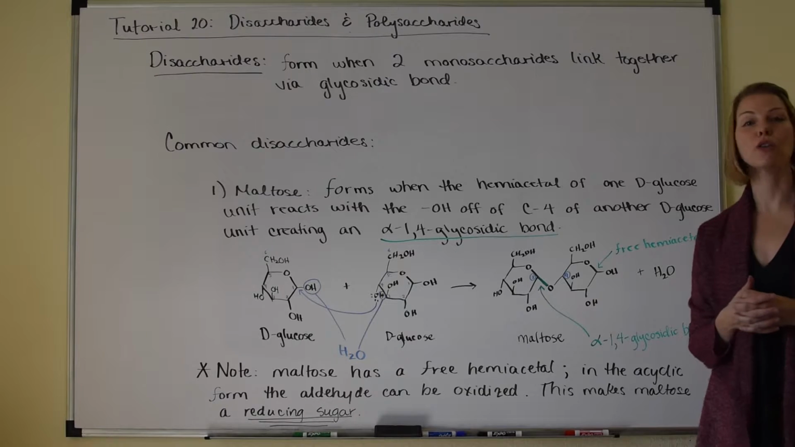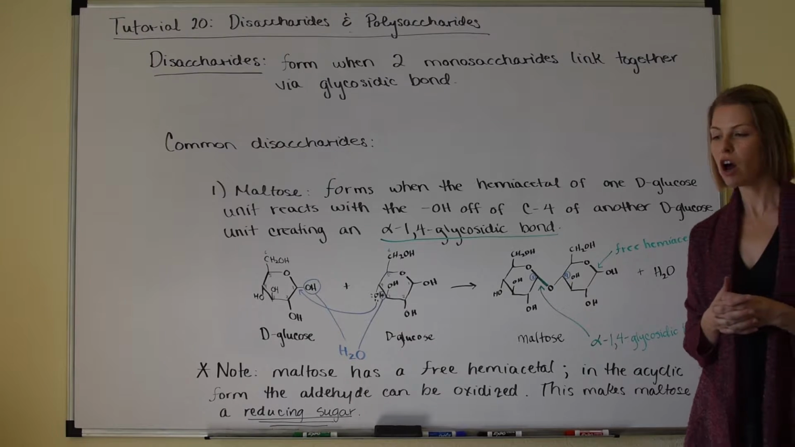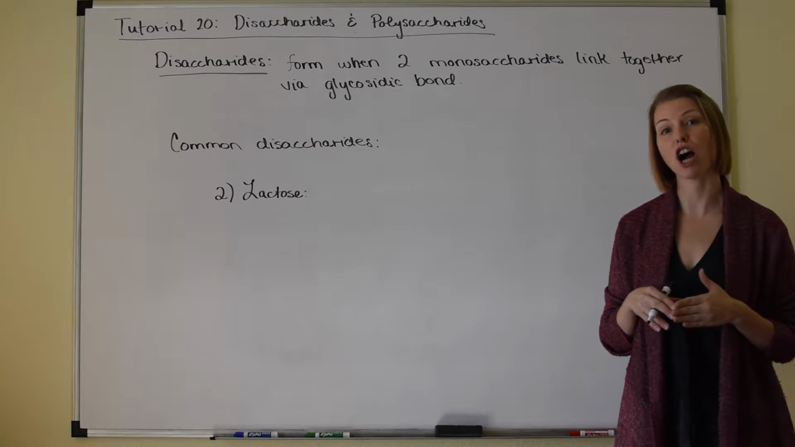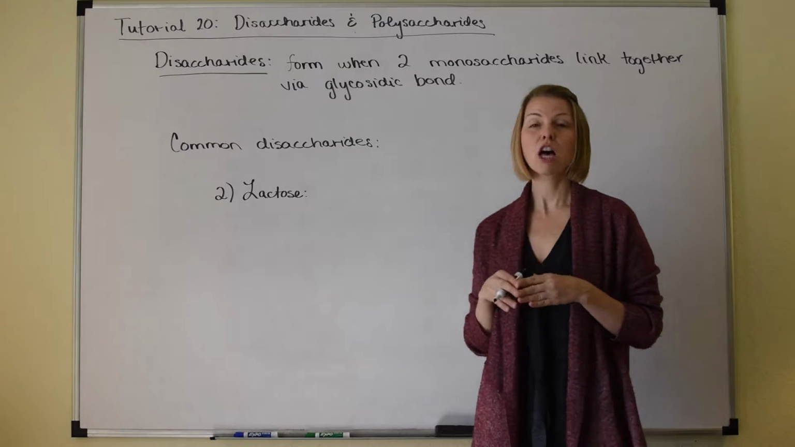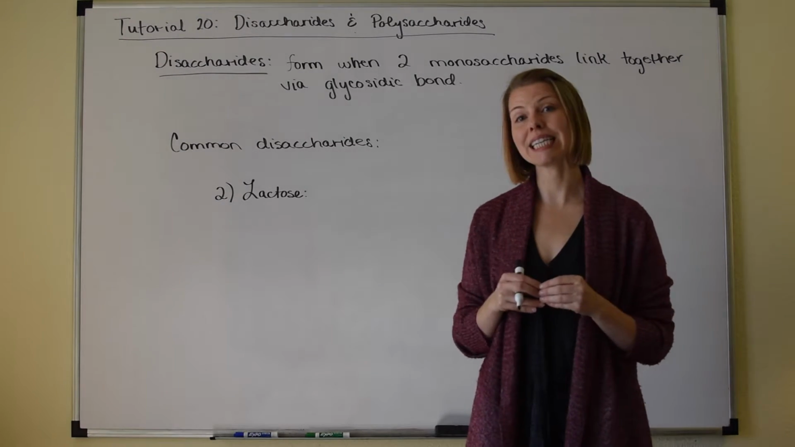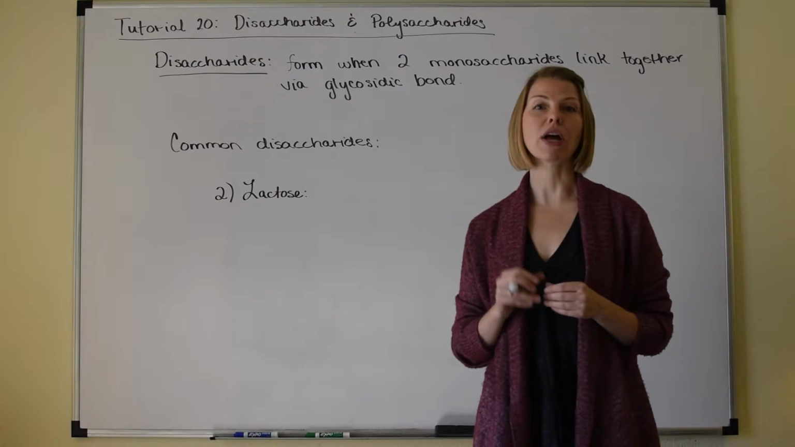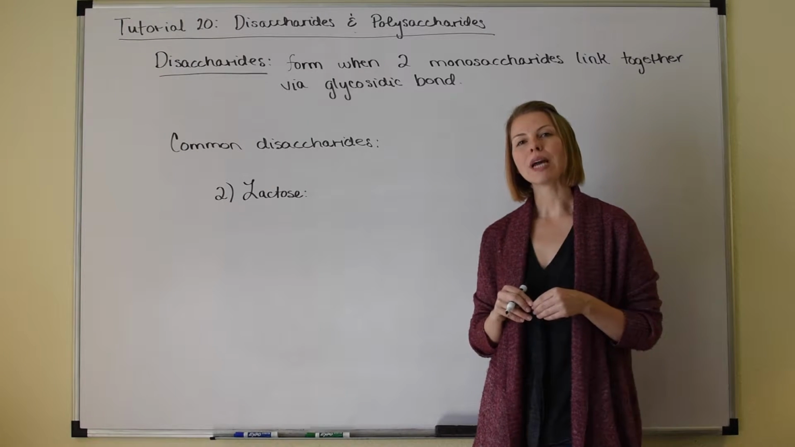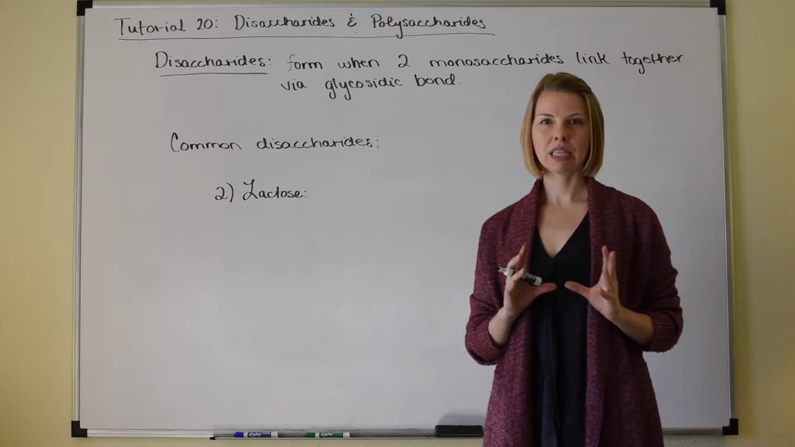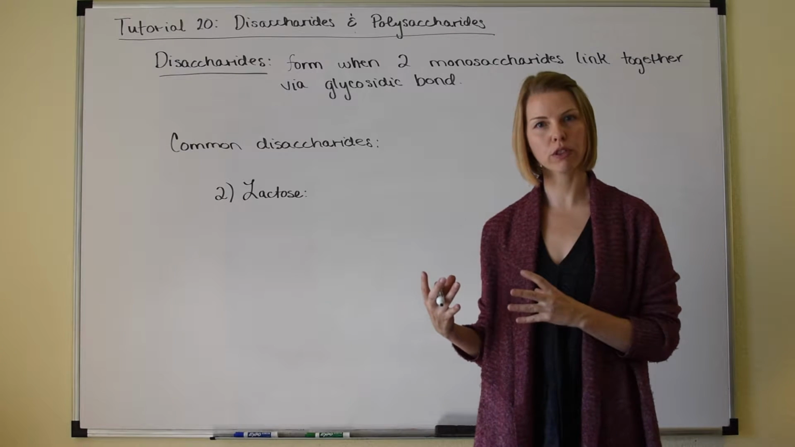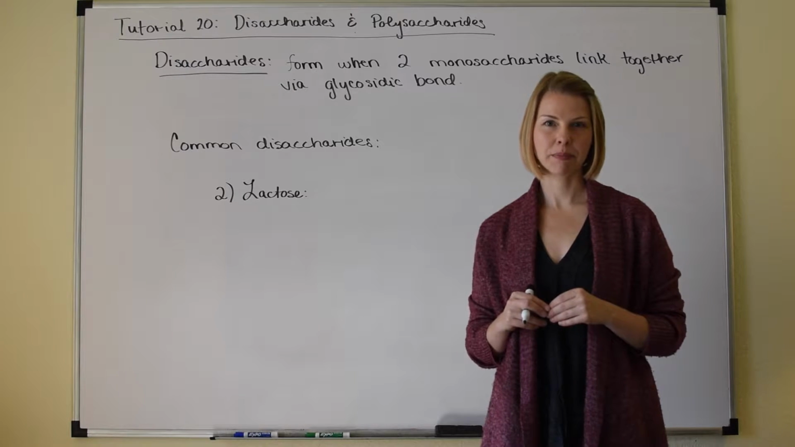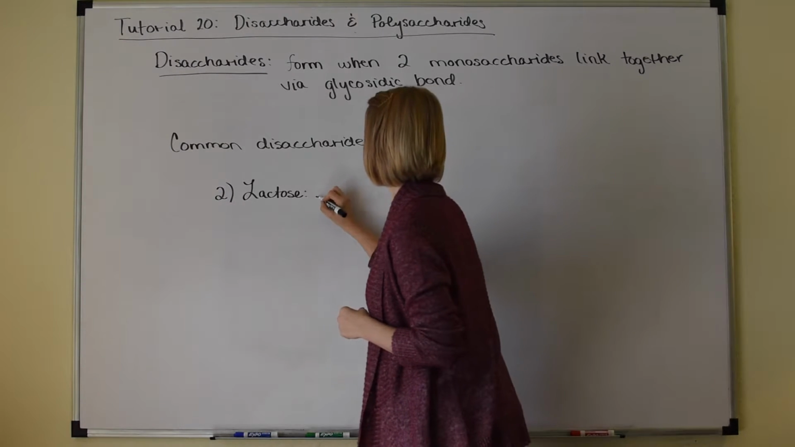All right, let's go on to our second common disaccharide, which is going to be lactose. Okay, the next common disaccharide that we're going to talk about today is lactose, sometimes called milk sugar because it is the major carbohydrate present in mammalian milk. And lactose forms when D-galactose is connected to a D-glucose unit via a beta 1,4 glycosidic bond. So let's write those details up here.